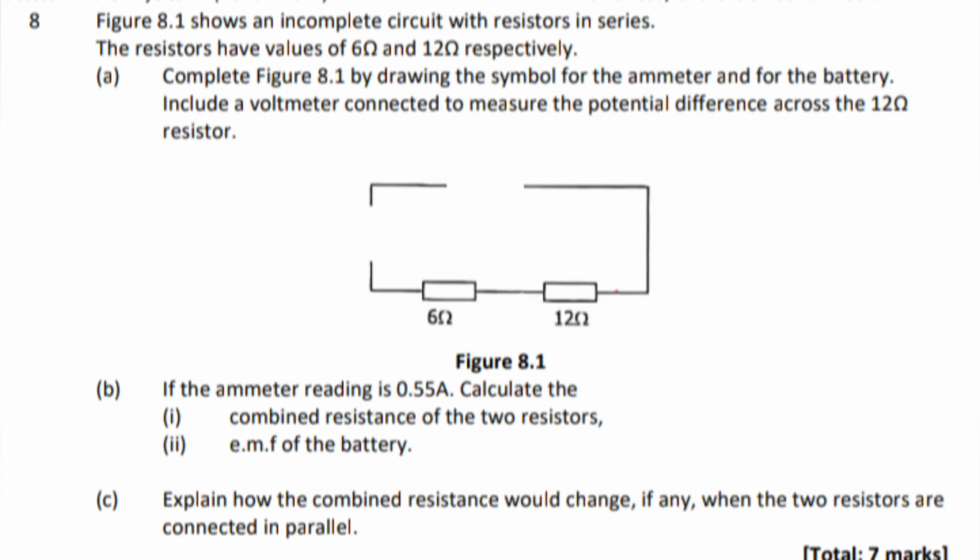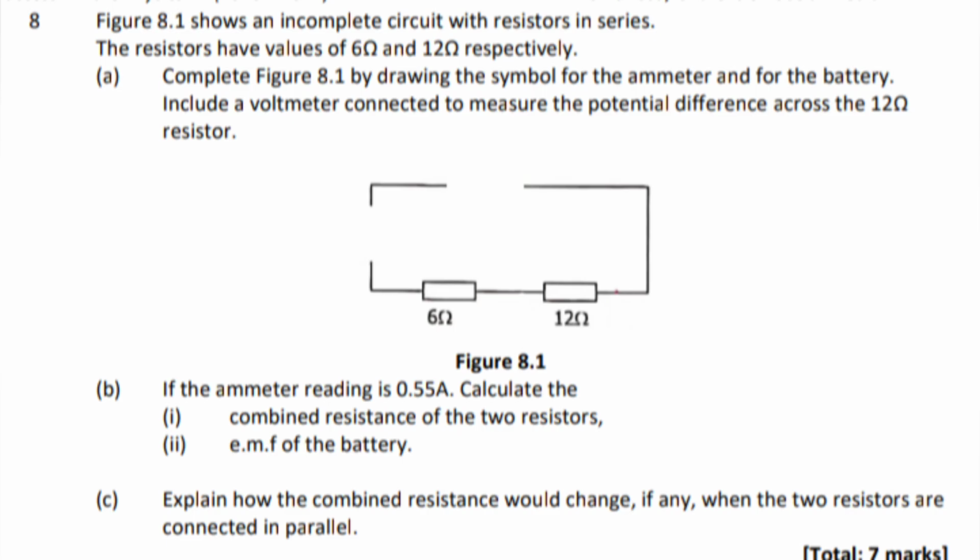I want to answer a question that came in the 2024 Pure Physics Paper 2, Section A, Question 8. Alright, so it reads, Figure 8.1 shows an incomplete circuit with resistors in series. The resistors have values of 6 ohms and 12 ohms, respectively. Question 8a reads, complete figure 8.1 by drawing the symbol for the ammeter and for the battery. Include the voltmeter connected to measure the potential difference across the 12 ohm resistor.